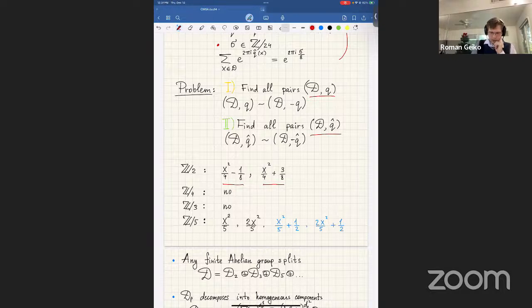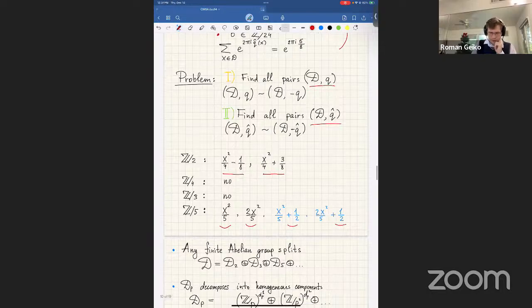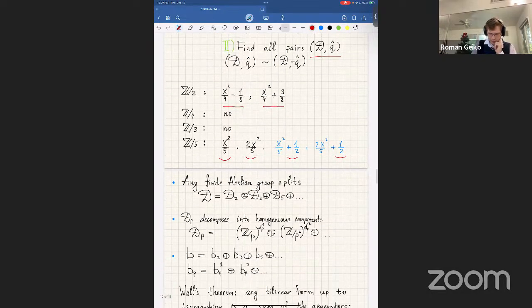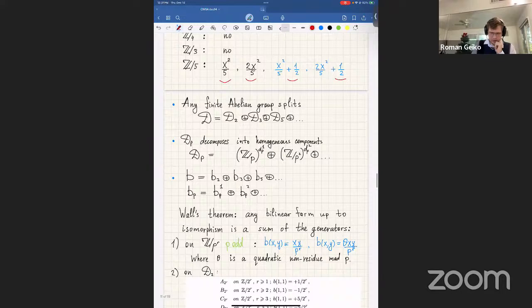So in Z5, there are 2 isomorphism classes of quadratic forms, and I can also add this 1/2. And they are both time reversal symmetric. Yeah. So let me now tell you.